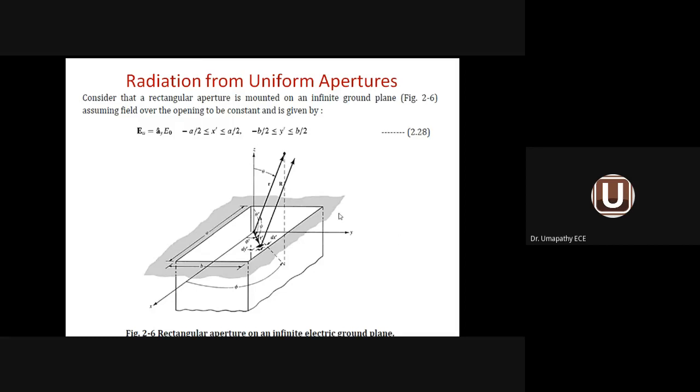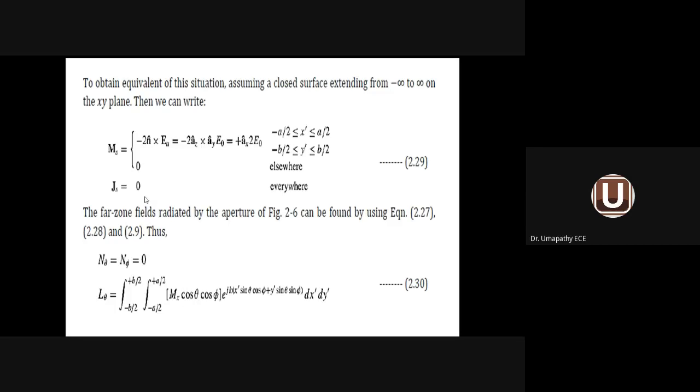So we are able to determine the uniform electric field in terms of E naught, E sub a equal to a y cap into E naught, where E naught is the uniform electric field available over the aperture or mouth of the closed surface. Then the current density is equal to 0, and we have some value for the magnetic field intensity. When current density is 0, N theta and N phi will be 0. So we express L theta and L phi in terms of M.